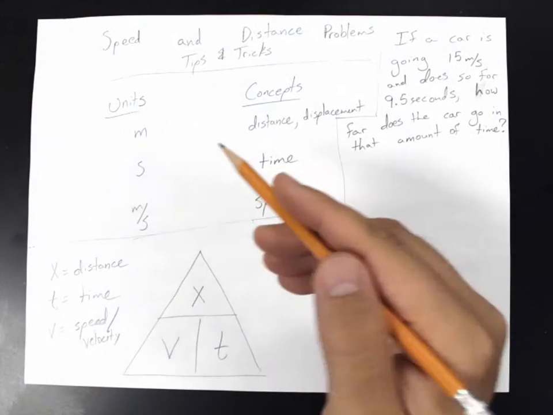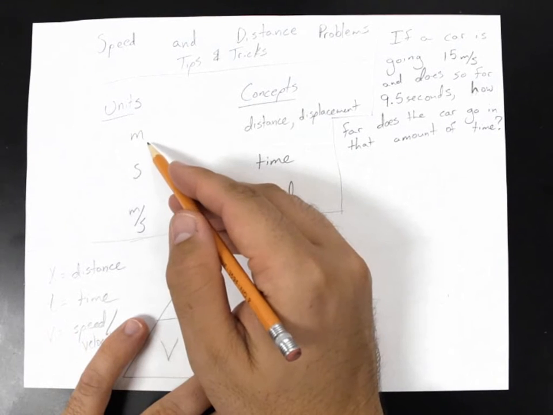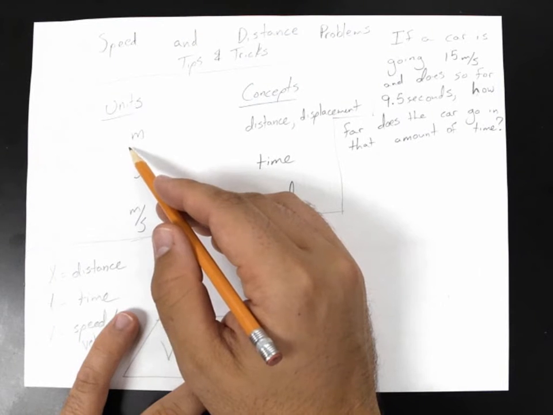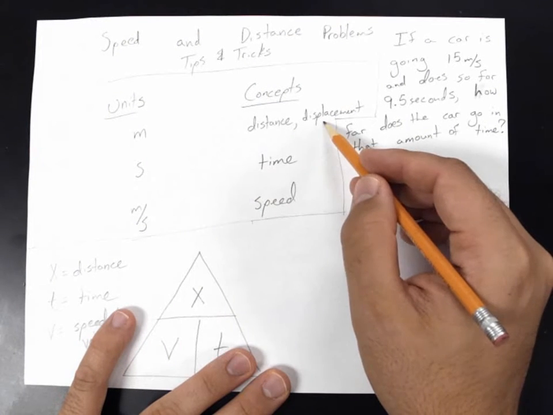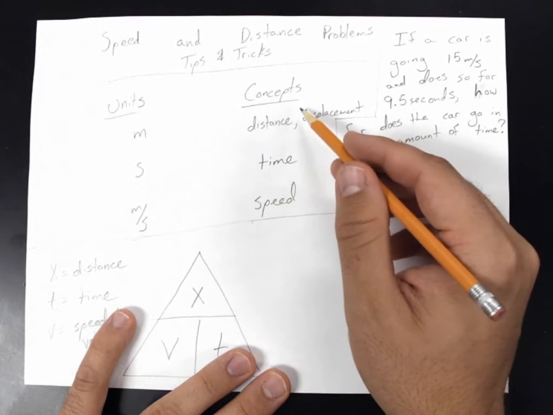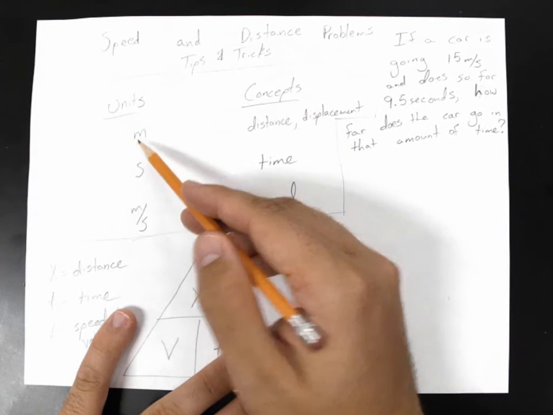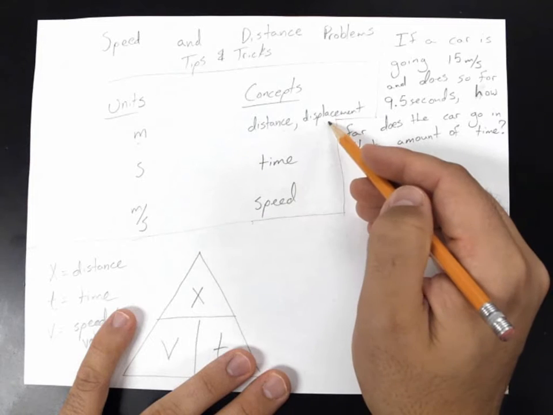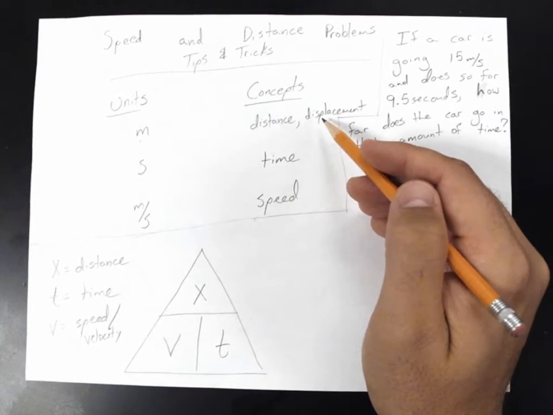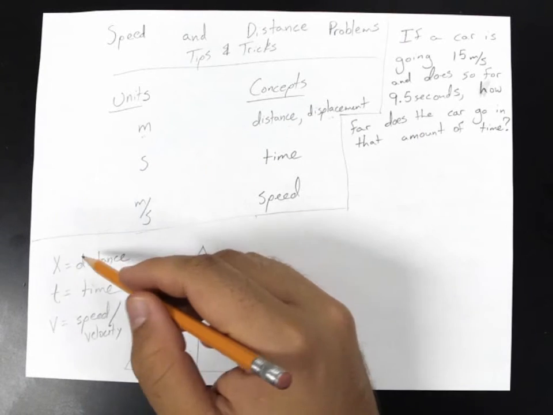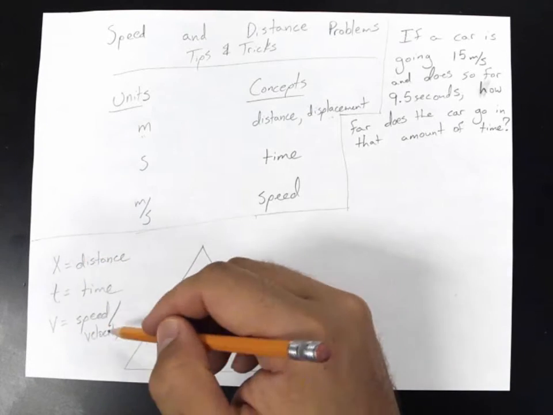Anyway, meters. Meters is just like your centimeters or inches. This is a measure of distance or displacement. So if you are looking around in your problem and you see meters connected to anything by itself, that means you're looking at a distance or a displacement measurement. Now, if we go down to our little equation down here, you can see who's who. X is distance, t is time, v is speed or velocity.